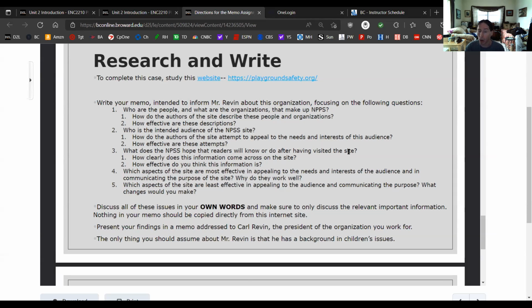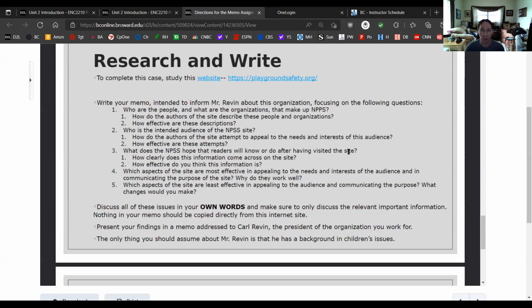Plagiarism on anything within this course, whether it's a discussion board post or a writing assignment like this, any type of plagiarism in this course will lead to immediate failure. So please do not make that mistake. Always make sure you're truly following the directions. And anytime you use anybody else's words, they have to be within quotes and given proper credit. But for this particular assignment, for the memo assignment, you're not going to be using anybody else's words.